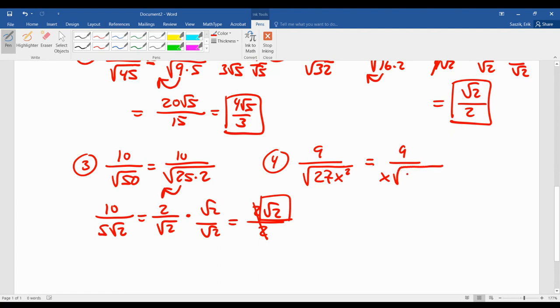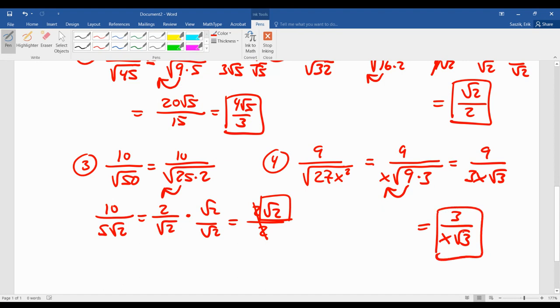Simplify the 27. That breaks up to 9 times 3. That comes out as a 3. So you end up with 3x in the front, root 3 in the middle. Almost done. 9 over 3 simplifies to 3. Now it's tempting to cancel this stuff here, but you can't do that because the numerator is just a whole number 3 there. The denominator is root 3, so you can't do anything with that.